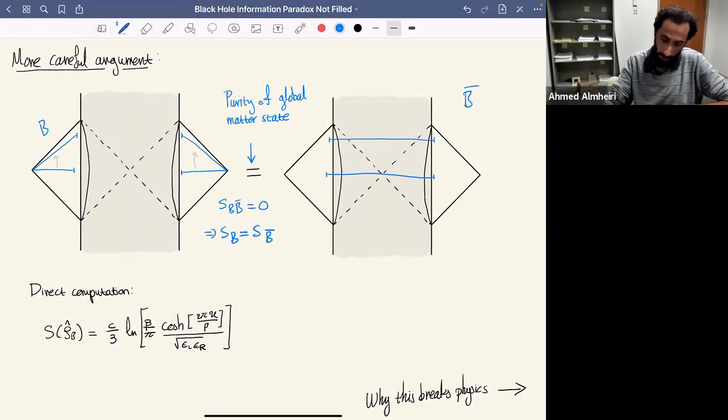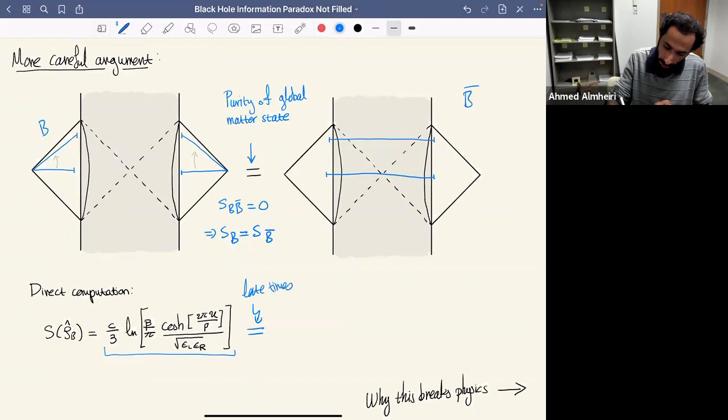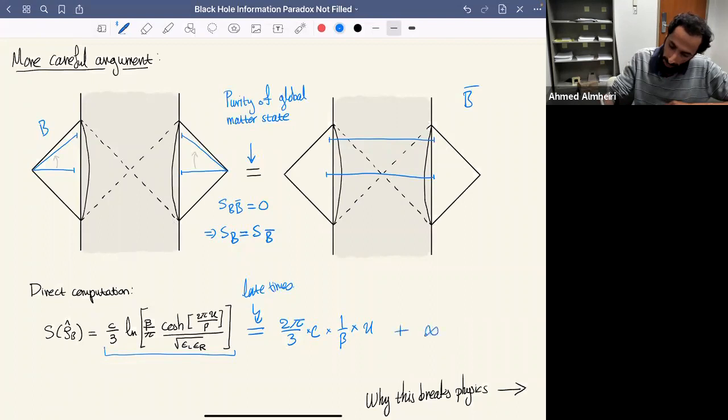So the entropy of B is simply given by the entropy of a single interval, and we just discussed how to compute the entropy of an interval. You can run through that machinery and you get this answer. We're not going to go through the steps, but if you expand it at late times, when U is very large, the cosh becomes an exponential, and the log of an exponential, well, the log cancels the exponential, and so you get 2 pi over 3 times c times 1 over beta times U, which is exactly what we wanted, plus infinity, which I'm going to ignore.